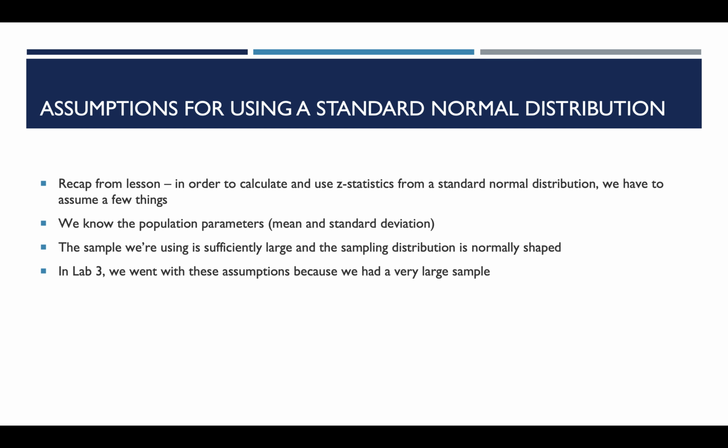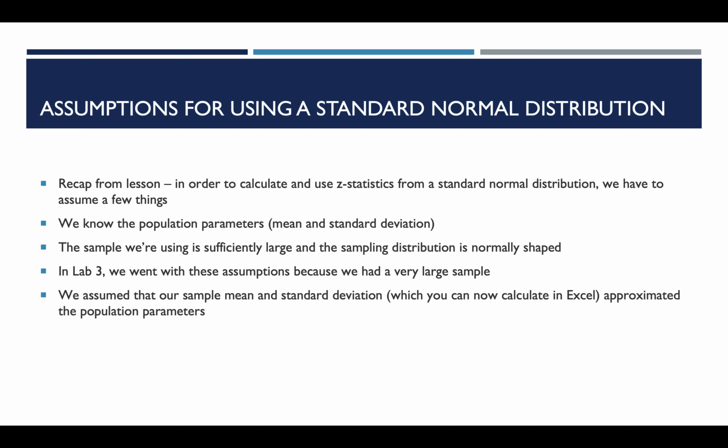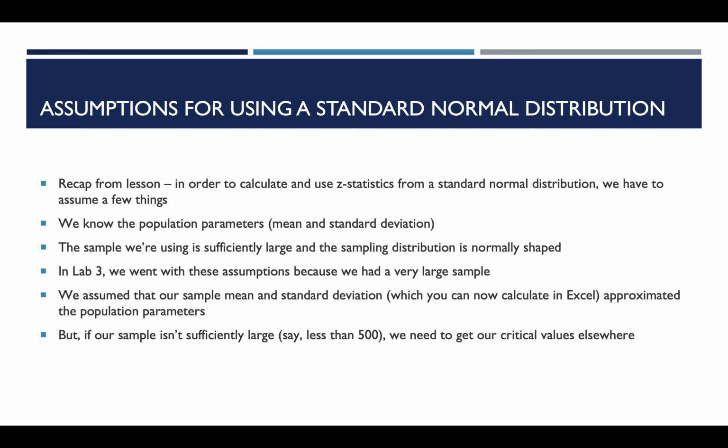In Lab 3, where I just gave you a critical value and told you to plug it into an equation, we just went with these assumptions because we had a very large sample that we were working with. But in reality, these assumptions don't hold, particularly if we have a small sample size. We're not able to just assume that our sample mean and our standard deviation, which you now know how to calculate in Excel, approximate the population parameters. We can only do this if we have a sufficiently large sample.